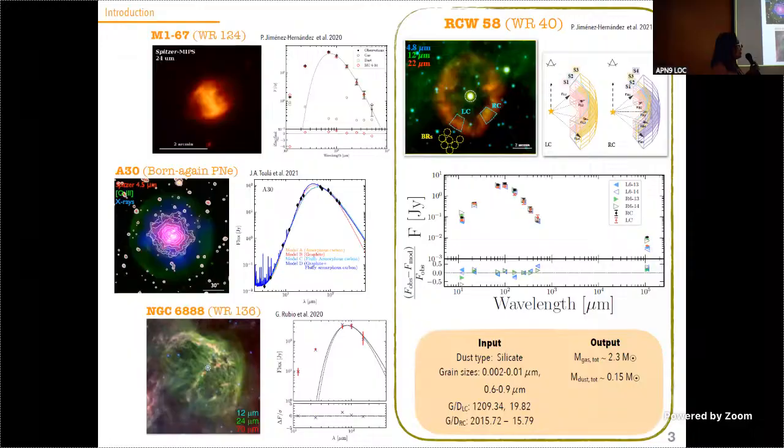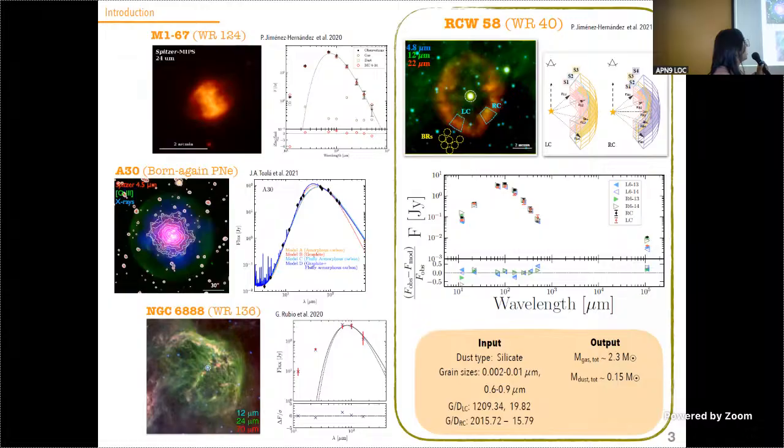So here is an example of the work in the group where we try to model the infrared observations, based on infrared instruments such as WISE, Spitzer, and Herschel. Here we have some examples, and we try to model this emission, using a specific example: the nebula RCW 58 around a Wolf-Rayet star, WR 40. We try to model two specific regions in order to characterize the dust properties.